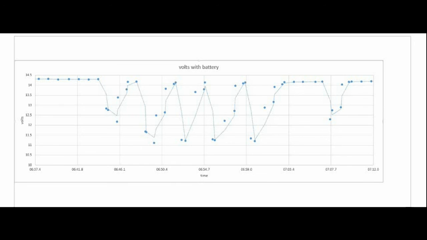If we look at the data that I originally got without the capacitors, we can see that the first time that I ran the plow, I was coming down to around 12.5 volts lifting the plow. The second time, I was coming down to 11.5, 11.5 area, and 11.5 area.